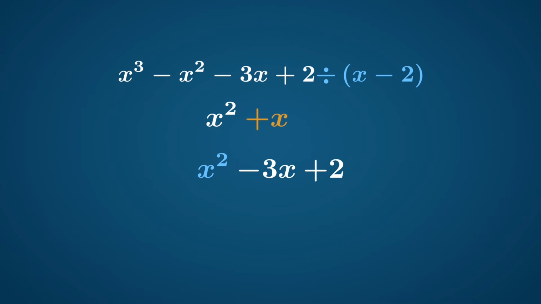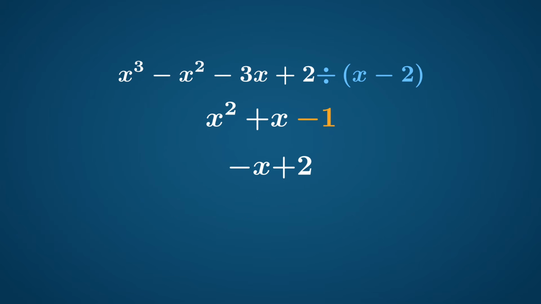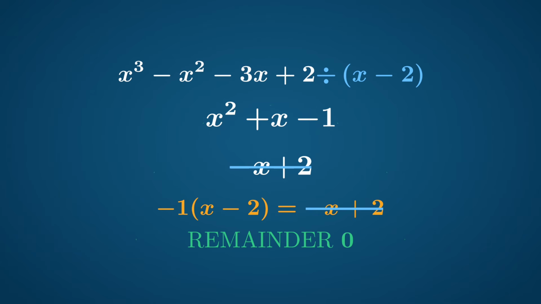x squared divided by x gives plain x for the quotient this time. x times x minus 2 is x squared minus 2x, and we subtract it. Minus 3x plus 2x leaves minus x, with the plus 2 intact. Minus x divided by x gives minus 1, the final quotient term. Minus 1 times x minus 2 is minus x plus 2, matching the line. The remainder is 0 once more, so the division is clean.